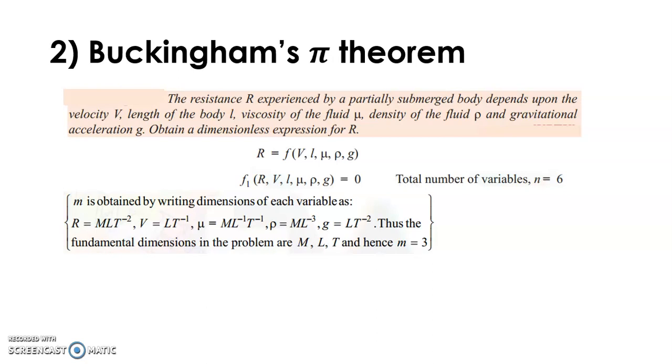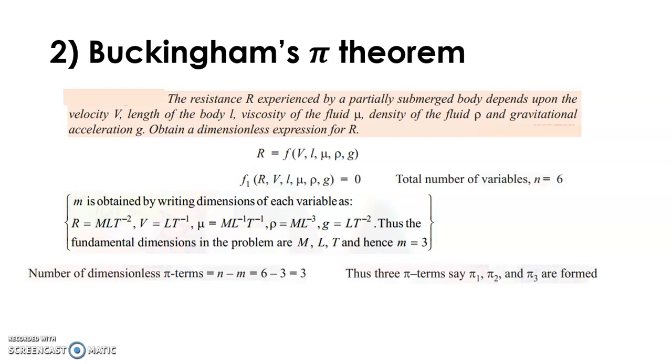Now the values of n and m are very important here. Number of dimensionless pi terms. See, f1 of R, comma V, comma L, comma mu, rho, g equals 0. This is rewritten in terms of pi terms. And how to calculate the number of pi terms? Pi terms are dimensionless terms. Number of pi terms is always n minus m. n is 6, m is 3, so n minus m equals 3. Now the same equation, there are three pi terms, can be rewritten in terms of just f1 of pi 1, pi 2, pi 3 equals 0.